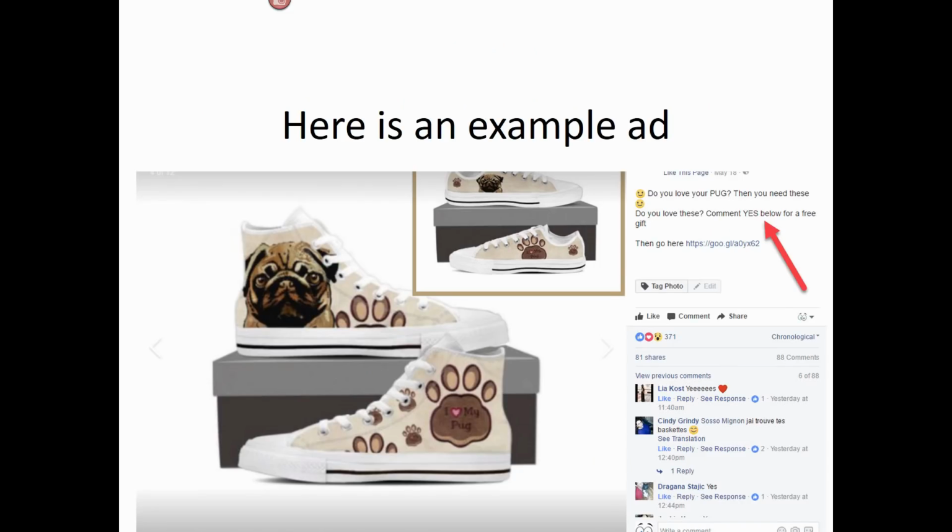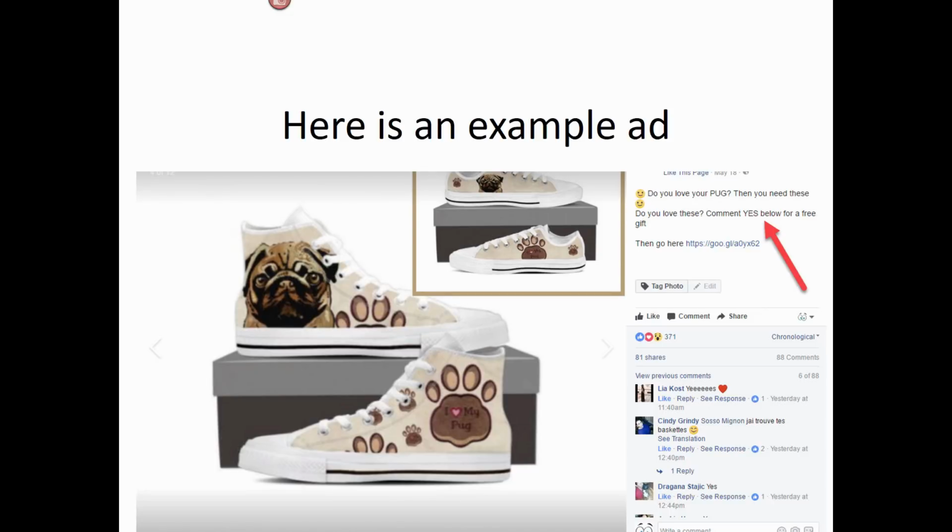So here's an example ad, okay, for pug lovers. Okay, I love my pug. Then you got the pug on the one side. Okay, then go here. Okay, so that's a real simple example of an ad there, and that shows you where there's no price tag on the image.